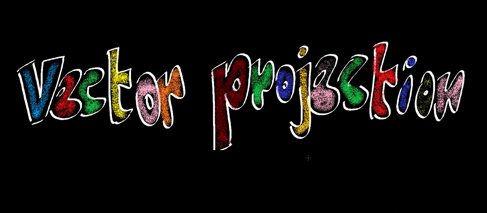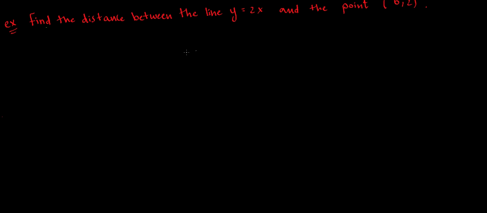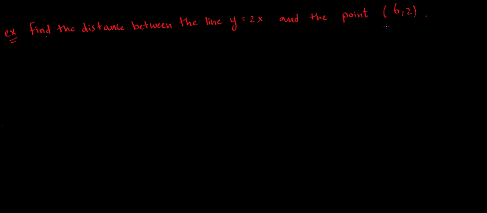Hi there. In this video I'm going to be solving an example on vector projection. So here's the exercise. It says find the distance between the line y equals 2x and the point 6, 2.